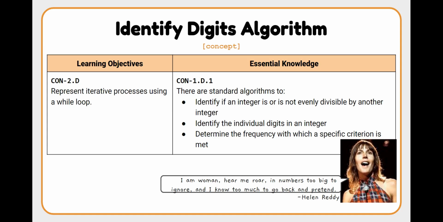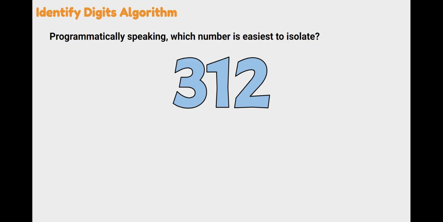Our next algorithm is to identify the digits in a number. Same learning objective, represent iterative processes using a while loop. Here we see a number 312. Programmatically speaking, which number is the easiest to isolate? So in code, is it easiest to get the 3, the 1, or the 2?